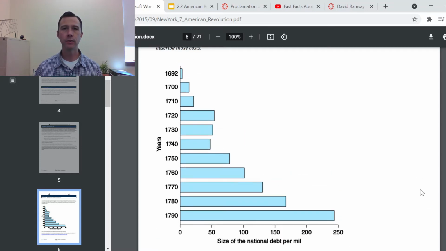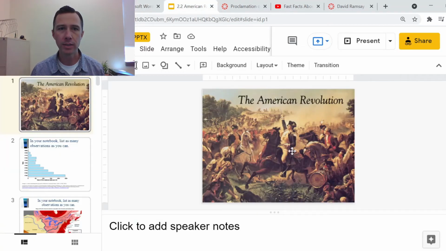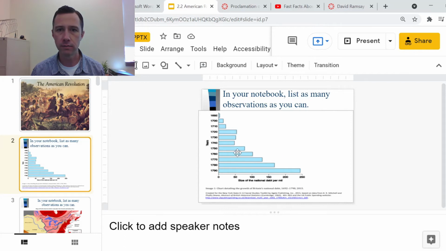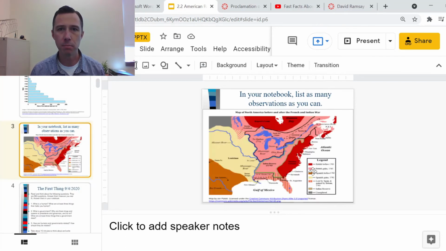So I had students observe and write down at least 4 observations in their notebook. So I'm having them gather evidence. Okay, I'm trying to tell the story of what happened after the French and Indian War. A lot of students will notice here that the British debt increased significantly starting in 1750, which correlates with the French and Indian War. I put these into a PowerPoint, like here, and so you can see I just snipped it out. I did the same with this map.